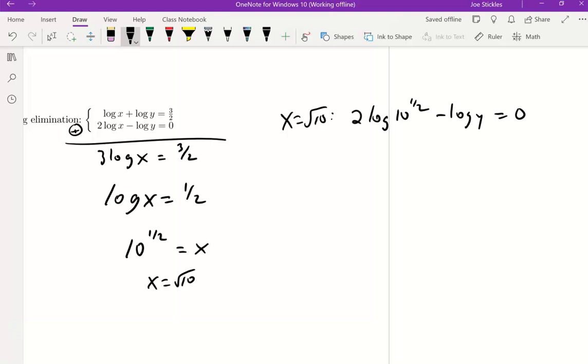Remember, log without a base is base 10. And remember, when you're trying to simplify logarithms, the question you want to ask yourself is, what power do I need on the base to give me what the input is? Remember, logarithms are exponents. The answer is an exponent. It's what exponent do you need on the base to give you the inside. So let me ask you this way. What power do you need on 10 to give you 10 to the 1/2 power?